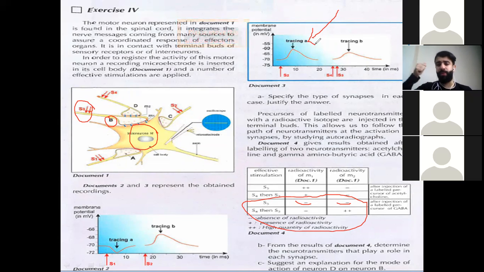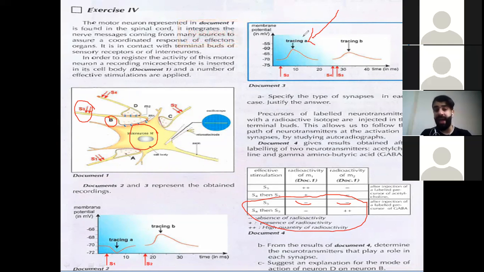If you remember when we talked about GABA and acetylcholine in the introduction, they have opposite functions. They are antagonists. Acetylcholine, in some special cases, has an inhibitory effect, but mostly it has an excitatory function. It leads to the excitation of mostly the skeletal muscle. While GABA has an inhibitory role. It leads to the relaxation of the muscles, and even to paralysis, if you remember when we talked about this. That's why when we apply both S4 and S3, at the level of M1 there is no radioactivity. Why? Because it's an excitatory level.